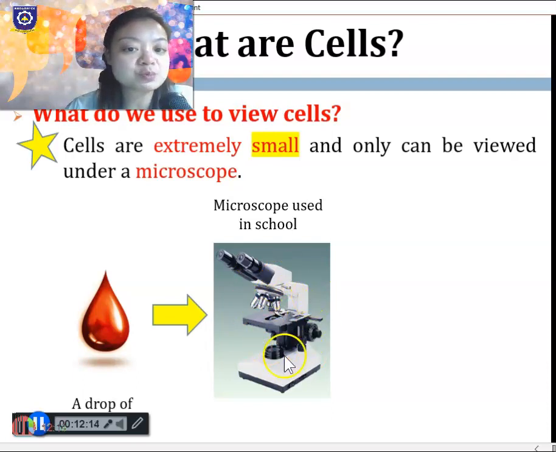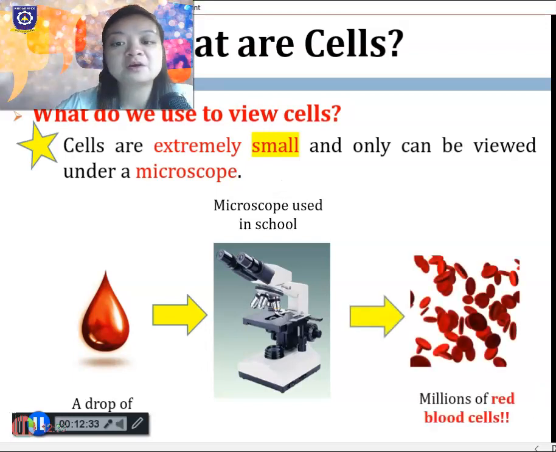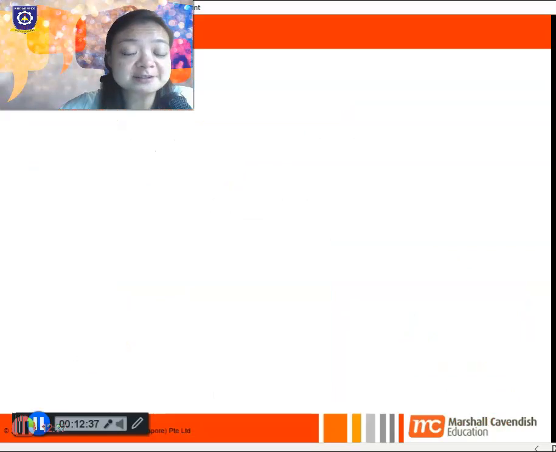These are the microscopes that you have in school. They are known as light microscopes. You may want to take that down. They are known as light microscopes. They basically allow us to see cells that are very small. So these are light microscopes that allow us to view cells. And basically one drop of blood is made up of millions of red blood cells.